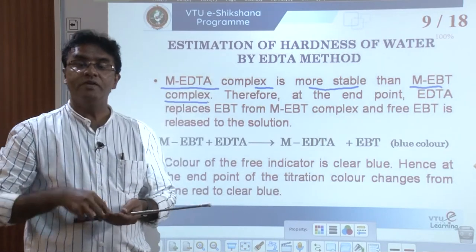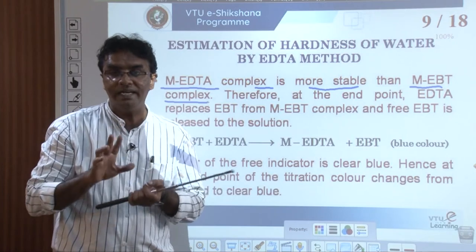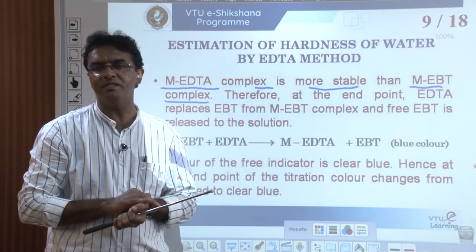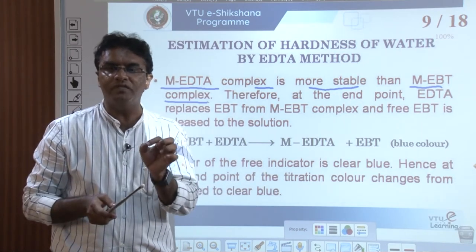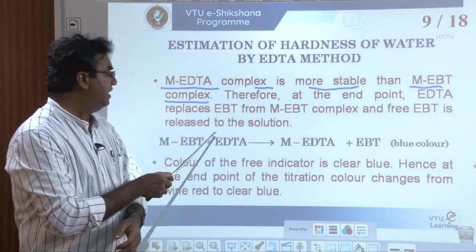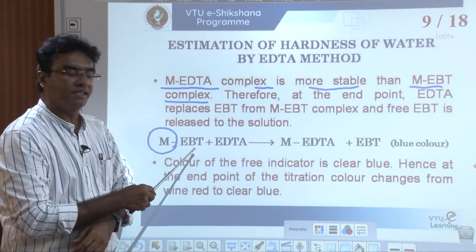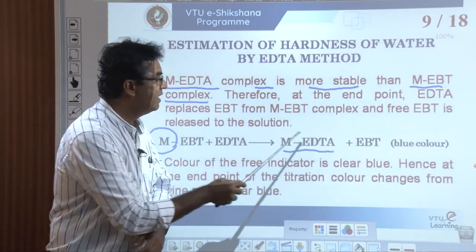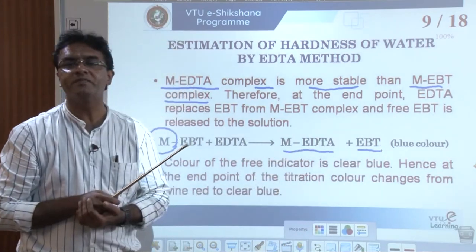Therefore, what happens when you keep on adding EDTA into the reaction mixture from the burette? EDTA in the beginning reacts with all the free metal ions. Once all the free metal ions are over, the next few drops of EDTA that you add will react with the metal ions engaged with the indicator and take away these metal ions, forming further metal EDTA complex, and thereby the indicator becomes free.